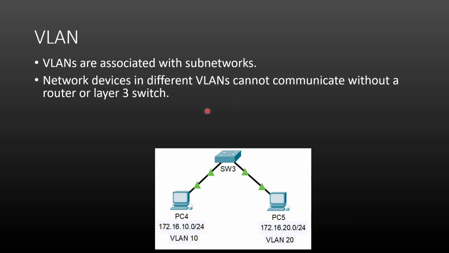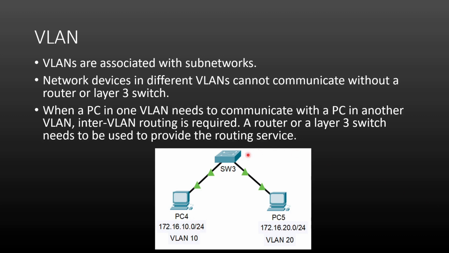Network devices in different VLANs, like PC4 and PC5, won't be able to communicate without a router at this moment. The VLAN basically isolates the communication between different VLANs, unless we have a router that provides routing between the two VLANs.